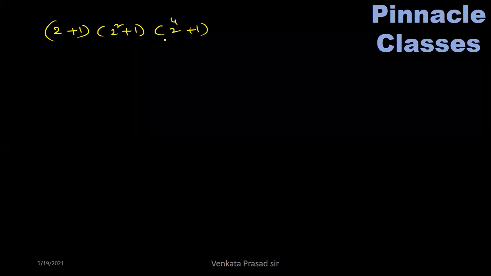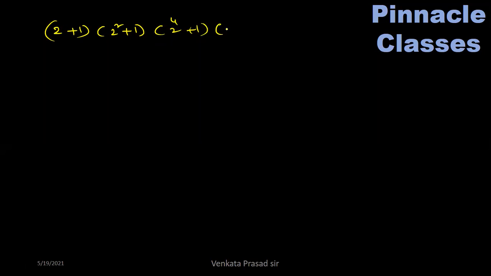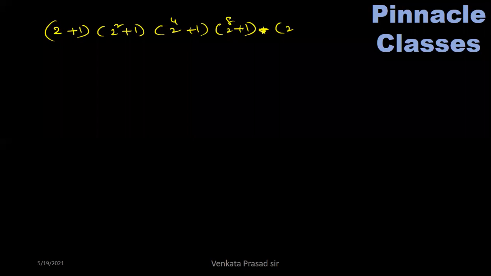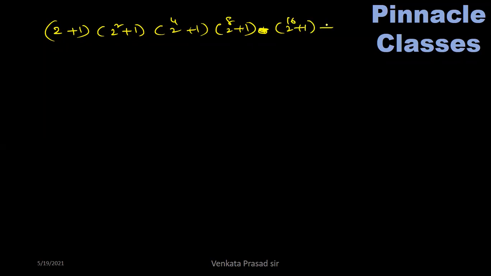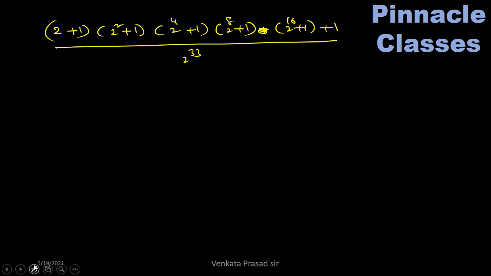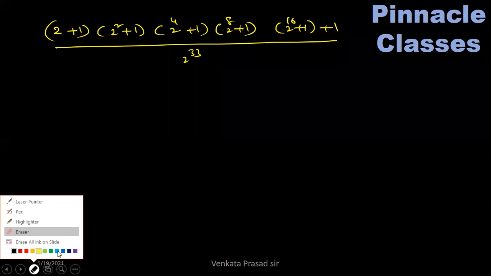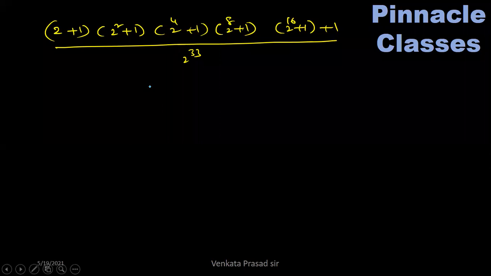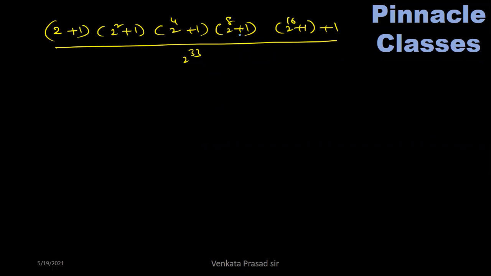Yesterday we discussed one question. Find this value: (2+1)(2^2+1)(2^4+1)... into this one also, divided by 2^33. Once again, see carefully. How to find this? Maybe one or two students may be confused. That's why I'm explaining.